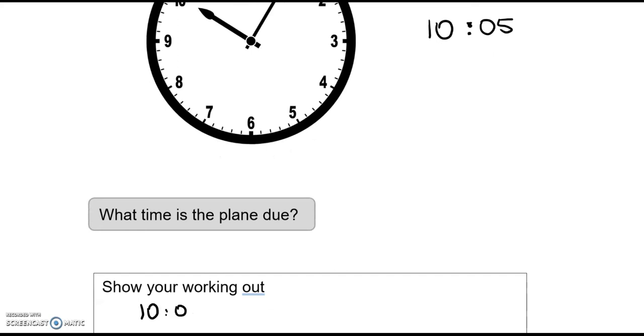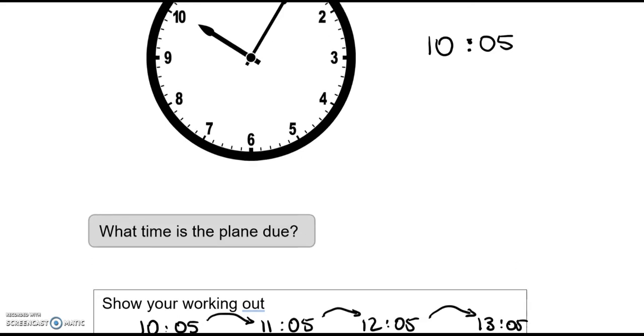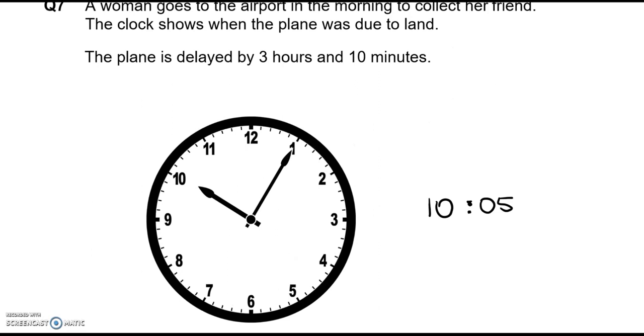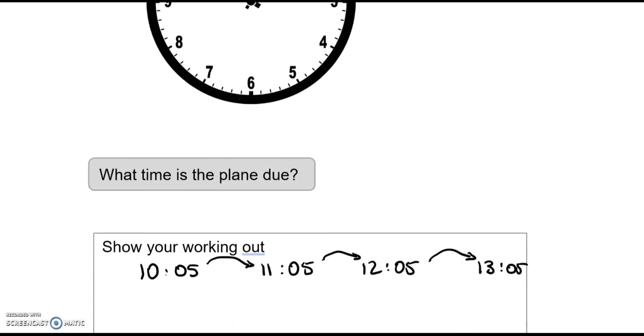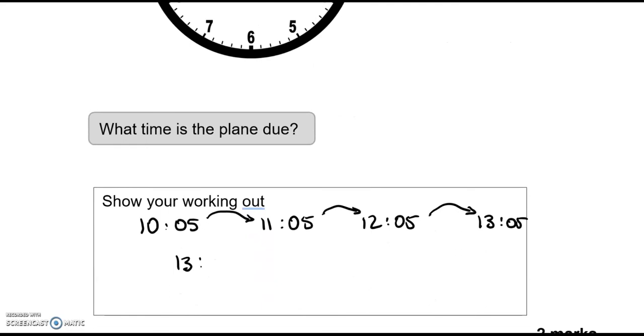From 10:05, if we add 1 hour, it's going to be 11:05. Another hour, 12:05. And final hour, to do the 3 hours, it's going to be 13:05. Now, because it was delayed by 3 hours and 10 minutes, we can add the 10 minutes as well. So from 13:05, add 10 minutes, it's going to be 13:15.